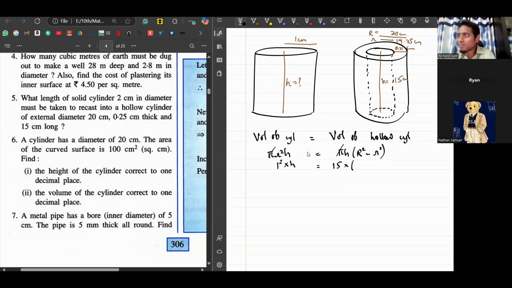Are both the heights the same? Is the h of the cylinder and the h of the hollow cylinder the same? No. They're two different values, so you can't cut. Whatever is the same, you can cut. I use the a plus b into a minus b formula. Don't know if it will become easier.